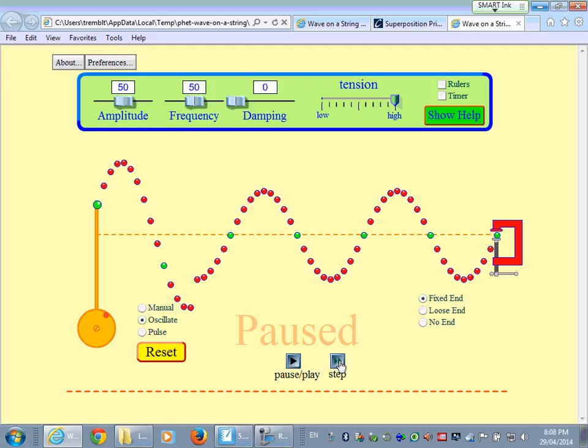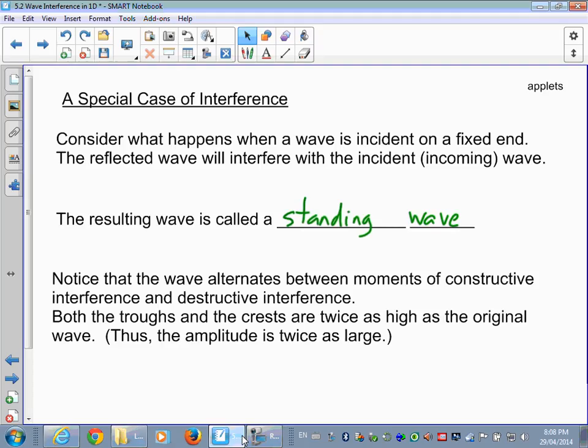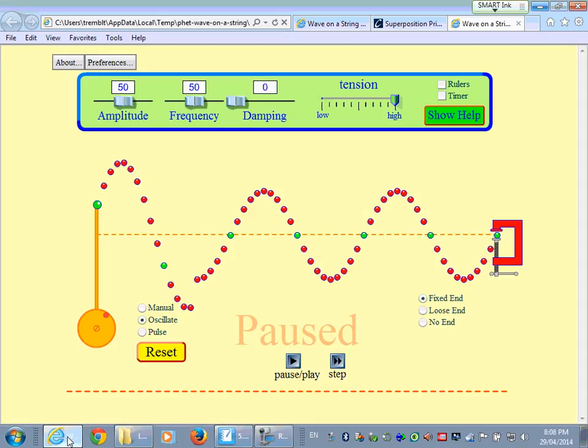Now the frequency isn't quite right to make this work perfectly. Which brings us to the next point, that the frequency has to be just right. So we notice that the waves alternate between constructive and destructive interference. Both the troughs and the crests are twice as high as the original wave when we have everything working properly, when I set up just the right frequency. For this length of rope, slinky, string, whatever, for that particular length, there are only certain frequencies that will allow that to happen. Let's look at how that works.